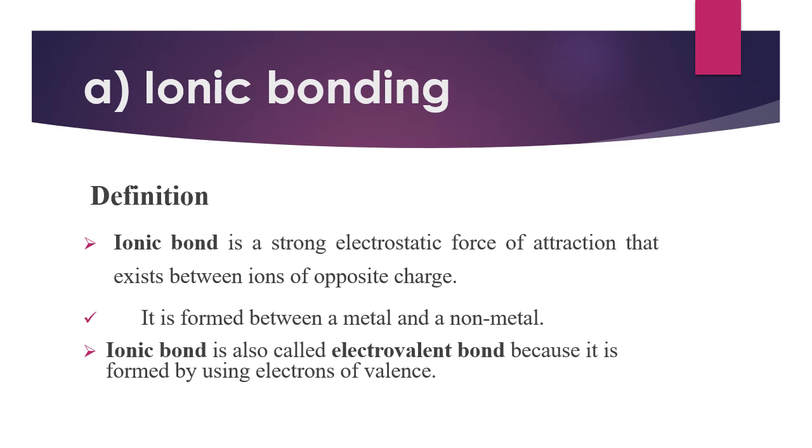Ionic bond is a strong electrostatic force of attraction that exists between ions of opposite charge. This ionic bond is formed between a metal and a non-metal. It also means it is a kind of bond formed between cation and anion. Ionic bond is also called the electrovalent bond because it is formed by using valence electrons.